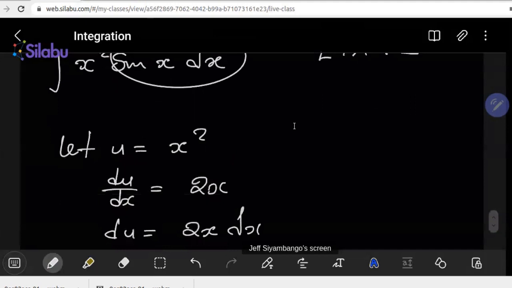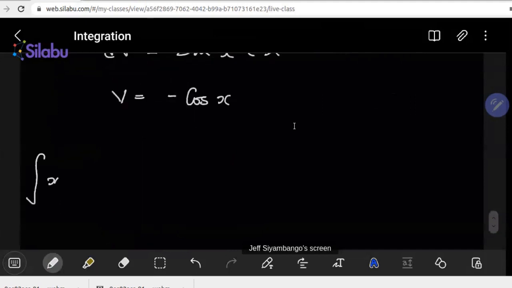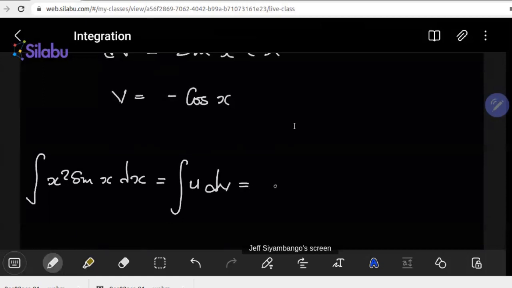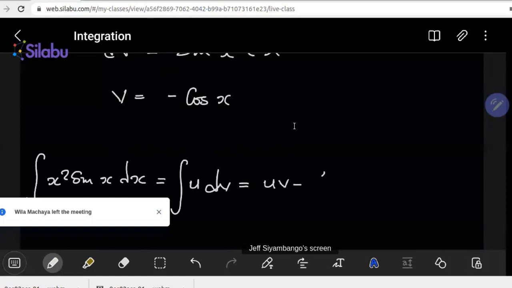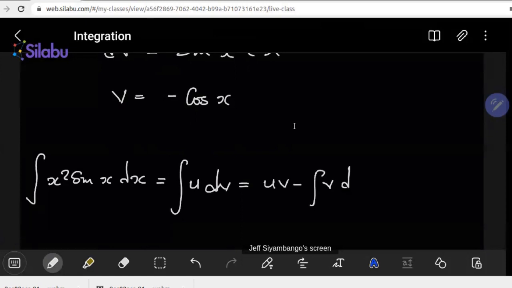So the integral of x squared sine x dx, since we said u is x squared, where there's x squared, I put u. Where there's sine x dx, I will put dv. This is the integral that we're dealing with, and by definition, this is uv minus the integral of v du. This is just the definition of integration by parts.